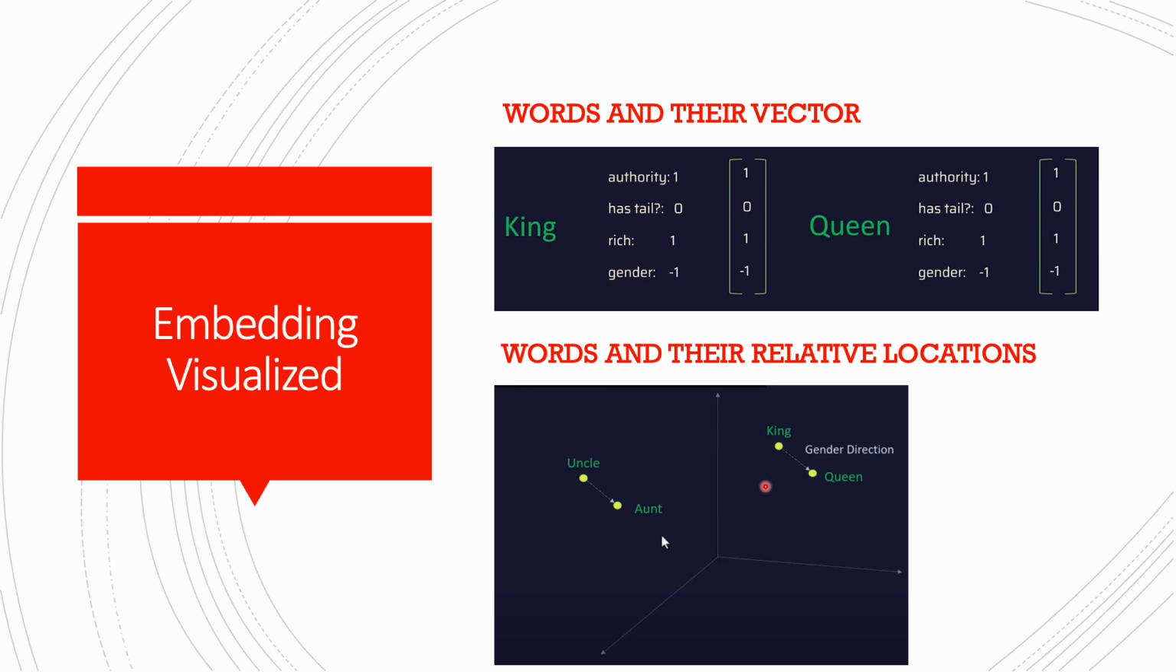And here, if we take a look at the 3D vector space, we're doing a directional comparison of the king and the queen versus an aunt and an uncle. They're obviously opposite genders, so they're going to be pointing in different directions.